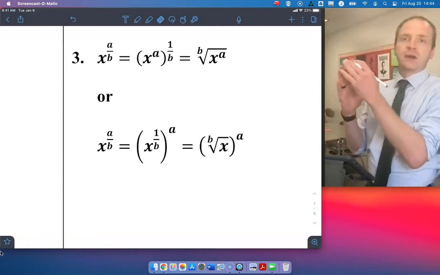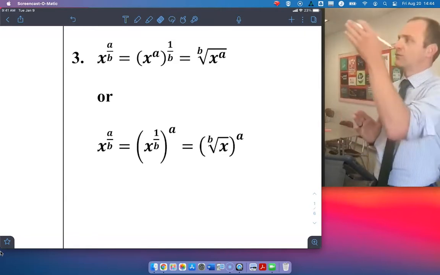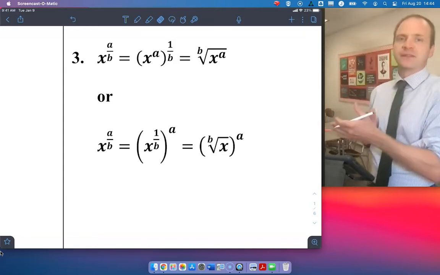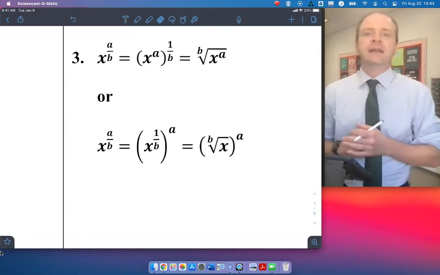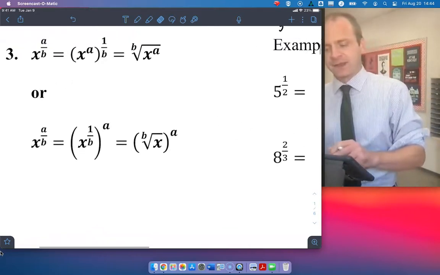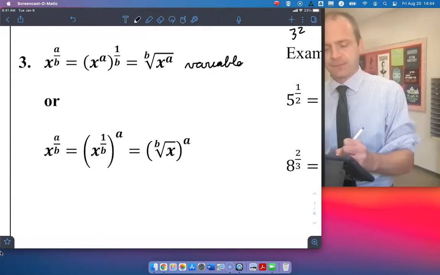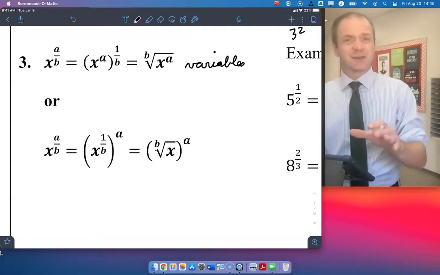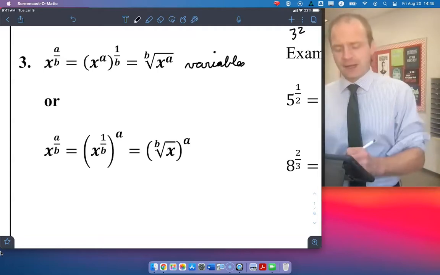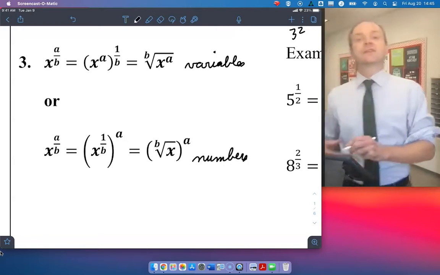There's one that goes to powers right away, and there's the other that goes to roots. Notice the roots are written a little bit differently here, and we will take a look at that. If I'm dealing with variables, then this is the format I use. If I'm dealing with just numbers and no variables at all, this is the format I use.